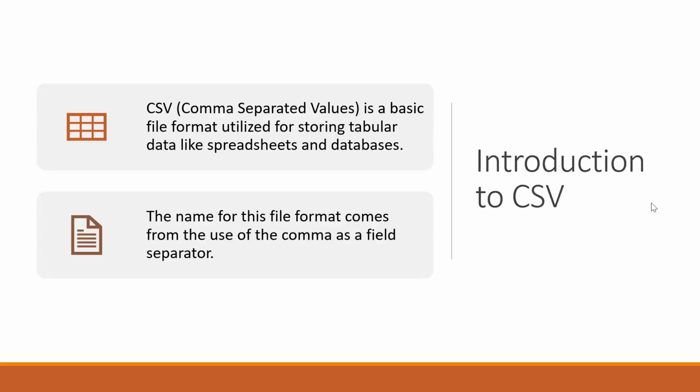Now CSV simply stands for comma separated values, and CSV is simply a basic file format utilized for storing tabular data, for example spreadsheets and databases, and it stores all this tabular data in a plain text format. Moreover, a data record in the CSV is represented by each line in the file, and each record in the file has one or more fields which are separated by commas. The name for this file format comes from the use of the commas as a field separator.